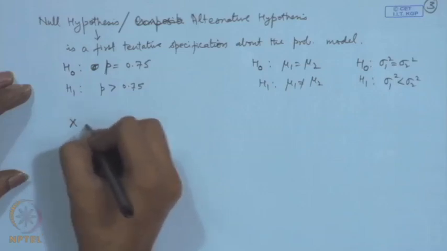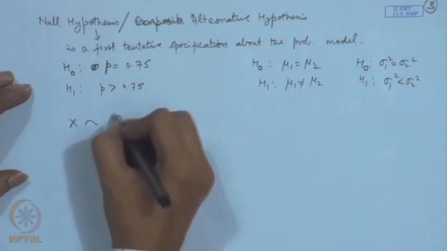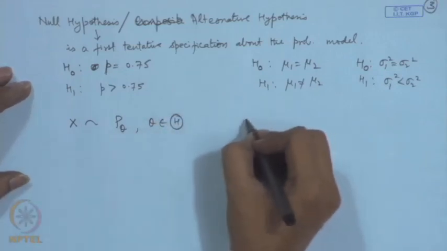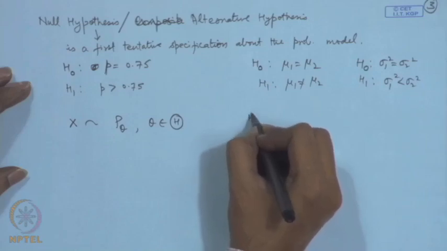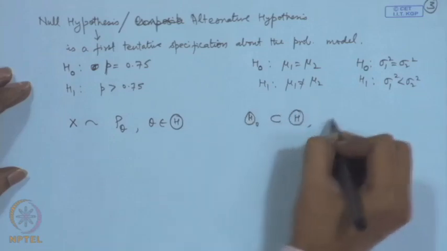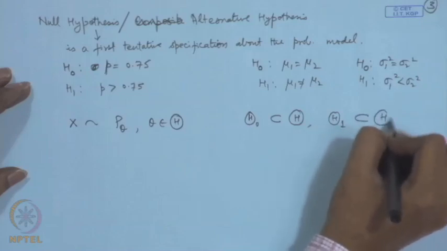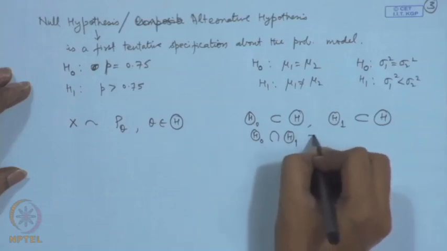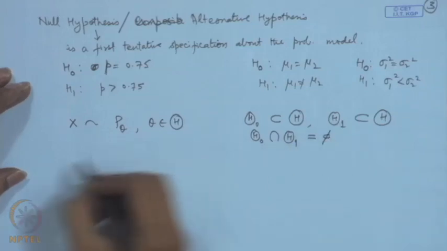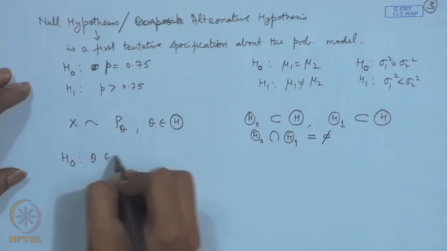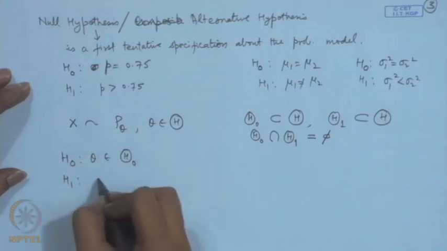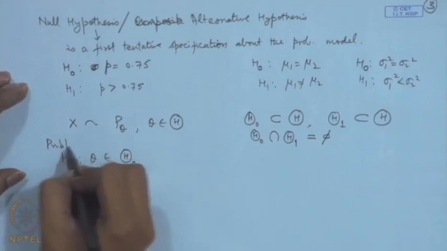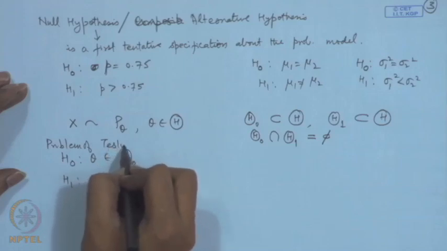So, certainly the general specification can be like this. Suppose we are considering a probability model P theta, where theta belongs to a parameter space Theta. Then let us consider two subsets, let me call Theta naught a subset of Theta and Theta 1 a subset of Theta, such that Theta naught and Theta 1 are disjoint. Then we may set up the null hypothesis and the alternative hypothesis as follows. So, this is a problem of testing of hypothesis.